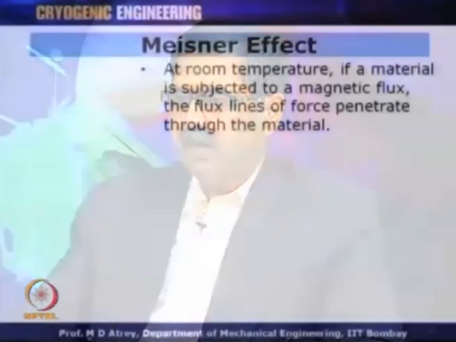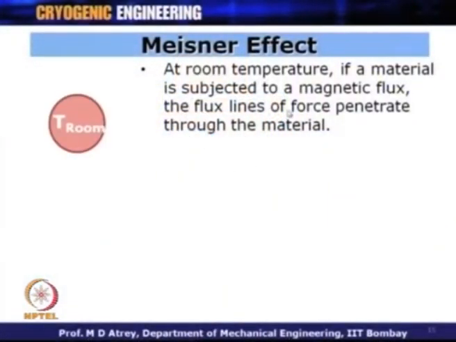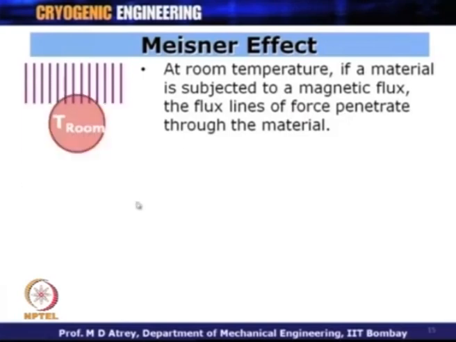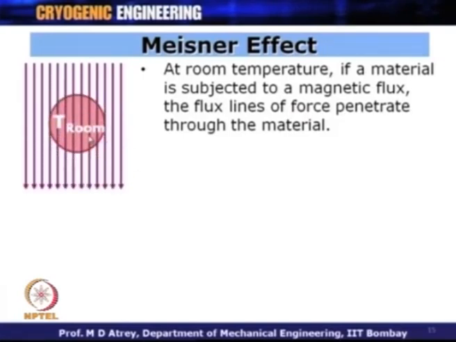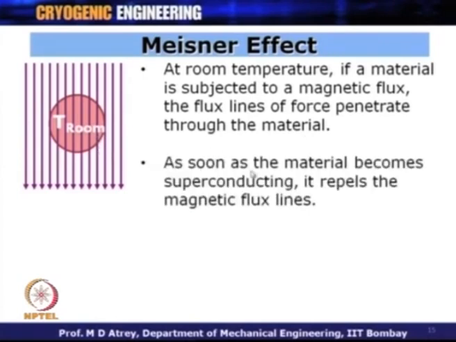Now, we will see the phenomenon of the Meissner effect. This phenomenon is shown by a superconducting material. What you see in this effect is that at room temperature, if a material is subjected to magnetic flux, the flux lines of force penetrate the material as shown in this figure. However, as soon as this material becomes superconducting, that means it is subjected to low temperature and becomes superconducting, it repels the magnetic flux lines.